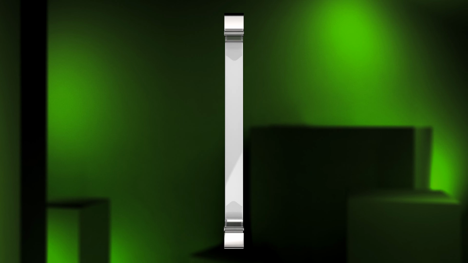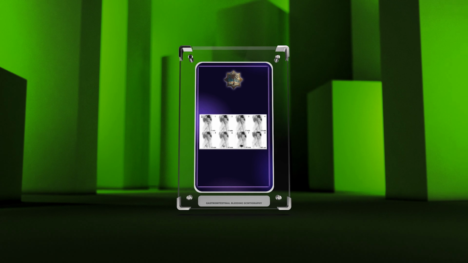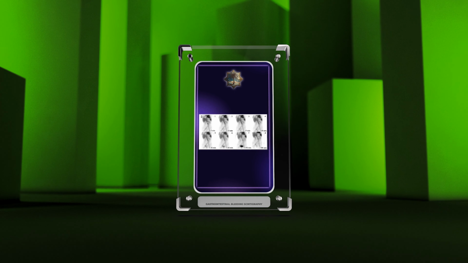Additionally, we will delve into quantitative analysis and scoring systems in scintigraphy interpretation, the clinical impact of scintigraphy-guided interventions, and finally, explore future advancements and emerging techniques in gastrointestinal bleeding scintigraphy. So let's begin our journey into this captivating field.